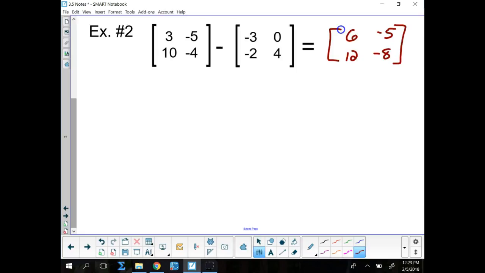Questions on that one? 3 minus negative 3 is like 3 plus 3, which is 6. Negative 5 minus 0 is negative 5. 10 minus negative 2 is like 10 plus 2, which is 12. Negative 4 minus 4 is negative 8.